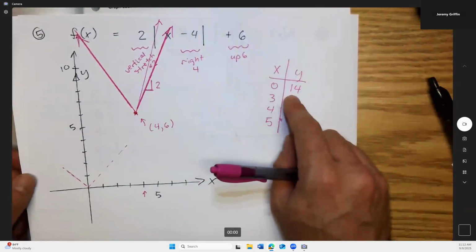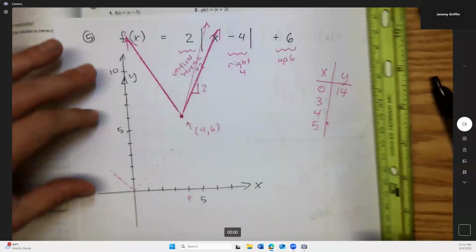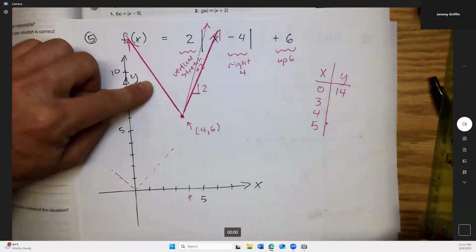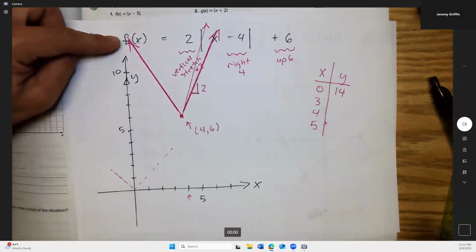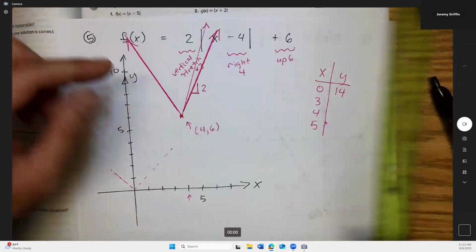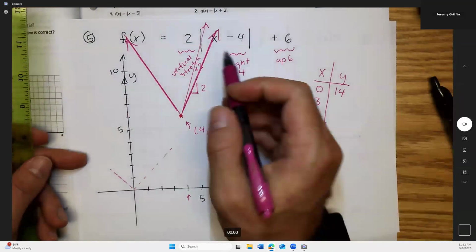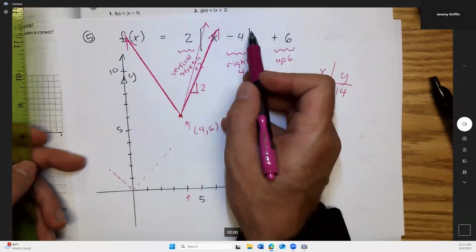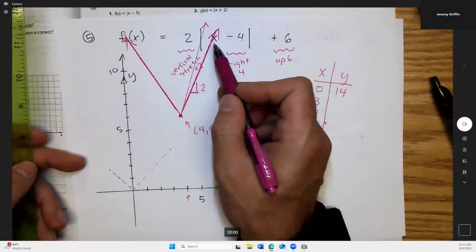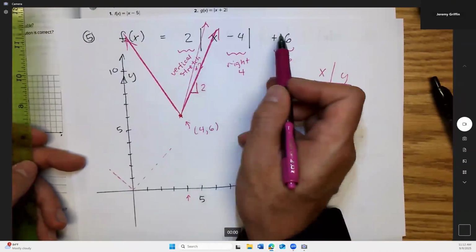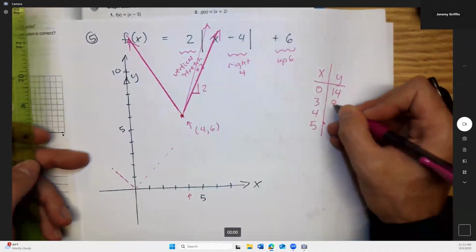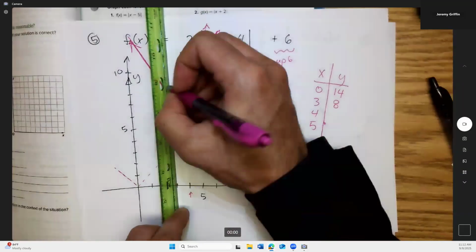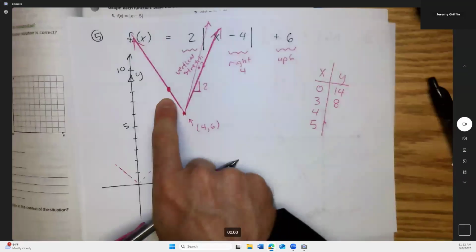Is that like a y-intercept? Maybe I should add a y-axis that went even taller than that. But is that believable? Guys, could this cross at the point 0, 14? I think it looks about right. Let's try these other ones. What if x is 3? What's 3 minus 4? -1. What's the absolute value of -1? 1 times 2 is 2 plus 6 is 8. The point 3, comma 8. Hey, that's right here. It's right on the curve.